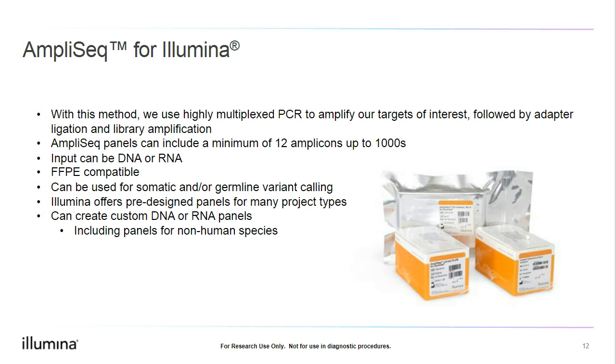AmpliSeq panels can be used to target a wide range of regions from 12 amplicons up to thousands. Input can be DNA or RNA and can be high quality or degraded, including from FFPE. We have a selection of panels with pre-designed content for various applications, and we offer custom panel designing to meet the needs of nearly any project, including for non-human species.